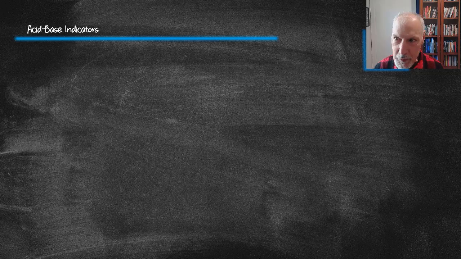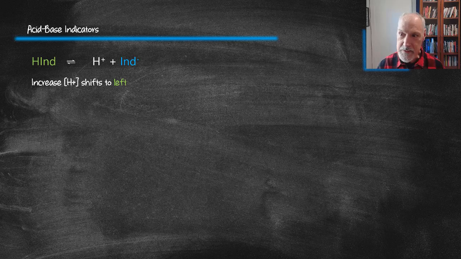Hi, in this program we're going to take a look at acid-base indicators. Acid-base indicators can be viewed as an equilibrium between, in this case, a conjugate acid and its conjugate base, both having a different color. Let's look at how this indicator behaves in an excess of hydrogen ions. In that situation, it would shift to the left.